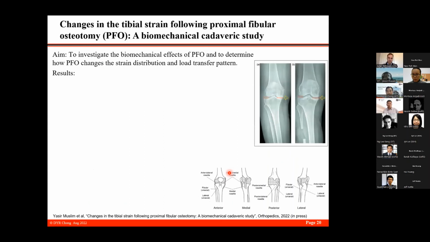So moving on from gait analysis and rehabilitation, I just wanted to move quickly into the space of orthopedics. This is work that I do with a group of orthopedic surgeons at the University of Malaya. What they are looking at is the proximal fibular osteotomy. You can see that this is a knee joint.